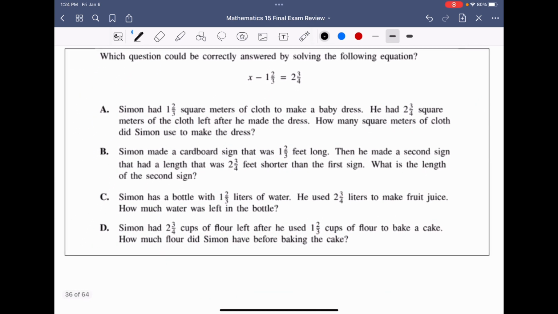Which question could correctly be answered by solving the following equation? So they give us this equation here, and they say we want to use these word problems to figure out which one could be using this equation to help them solve.